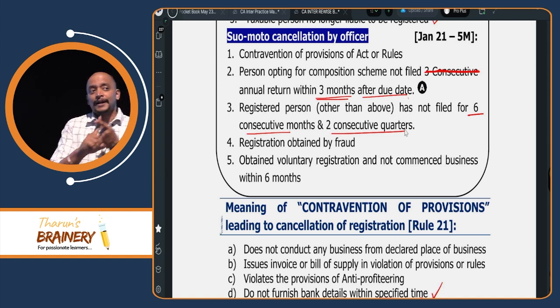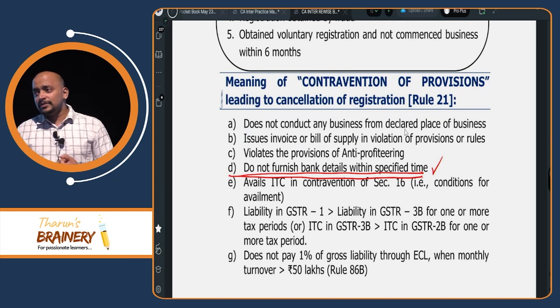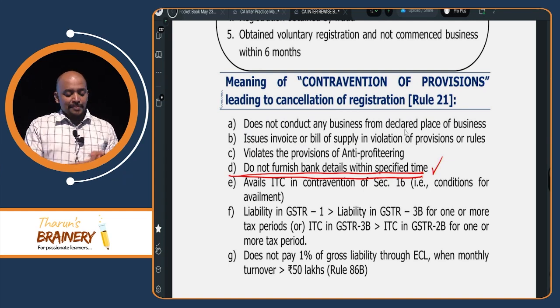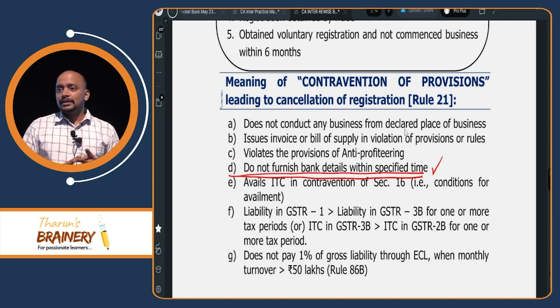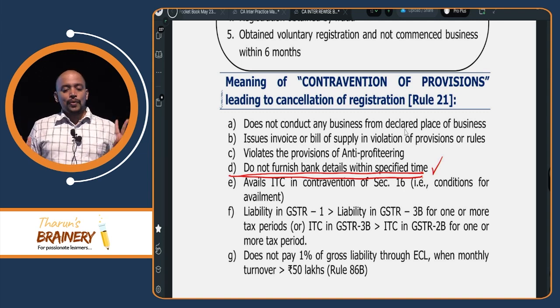What are they? You are under composition scheme and you did not file annual return within 3 months after due date. Then number 2, normal scheme. You are under normal scheme. You did not file returns for continuous 6 months or 2 quarters.